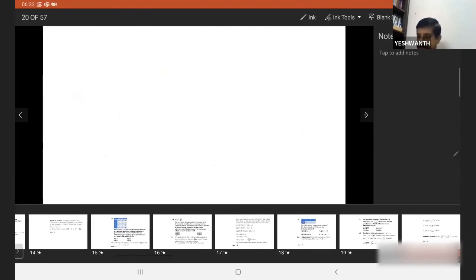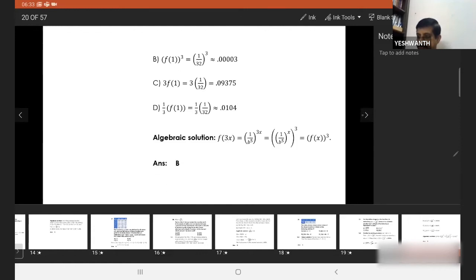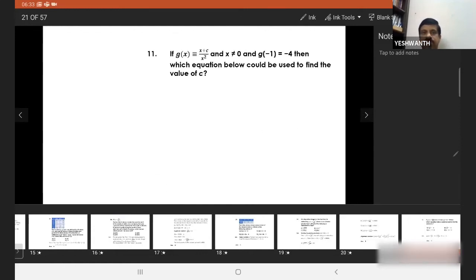Okay, children, let us go to the next question. So if g of x equal to x plus c by x square and x is not equal to 0, why x is not equal to 0? If x is equal to 0, denominator of g of x becomes 0, therefore it is not defined. Therefore x cannot be equal to 0. And g of minus 1 equal to minus 4 he gave, means g of minus 1 is minus 1 plus c by minus 1 whole square equal to minus 4.